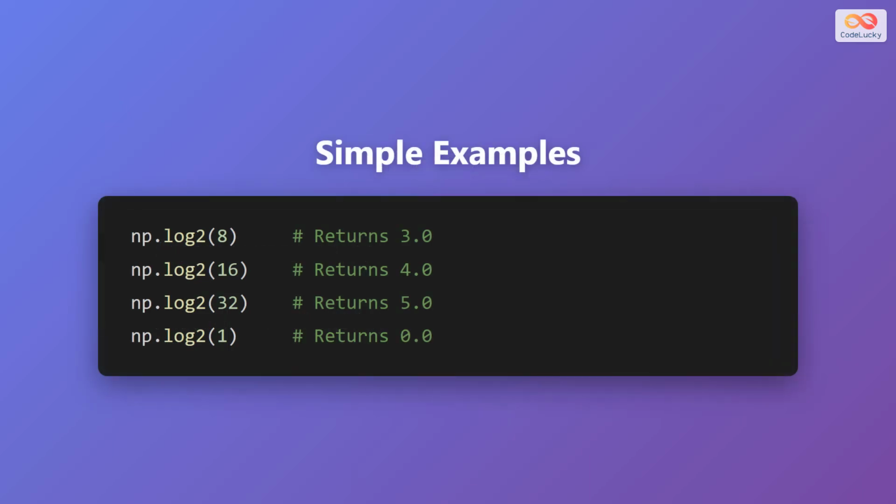Let's look at some basic examples. np.log2 of 8 returns 3.0 because 2 to the power of 3 equals 8. Similarly, np.log2 of 16 returns 4.0, and np.log2 of 32 returns 5.0. Notice that np.log2 of 1 returns 0.0, since 2 to the power of 0 equals 1.